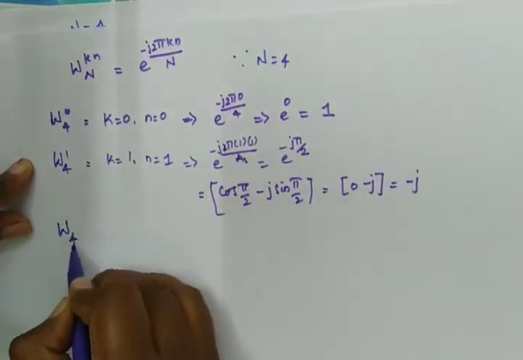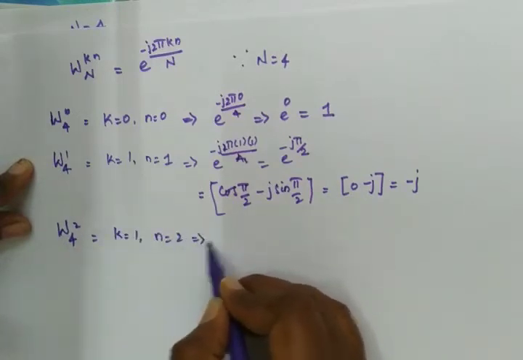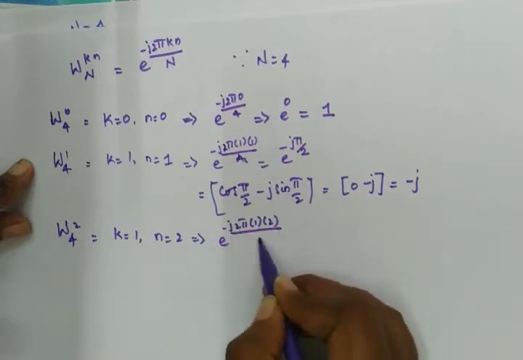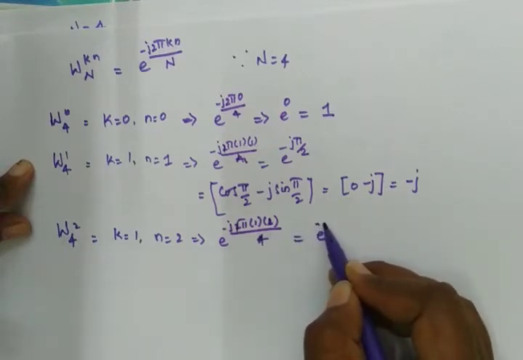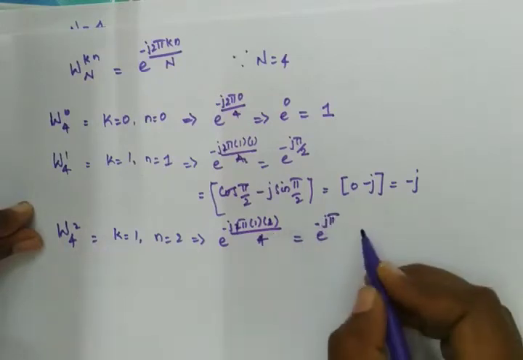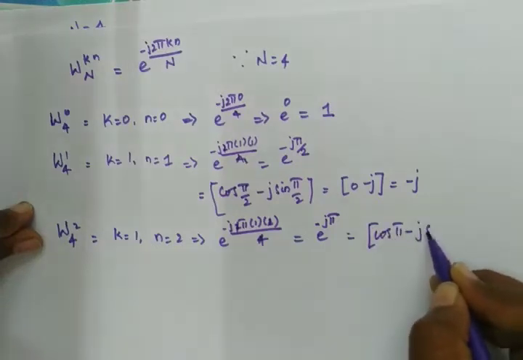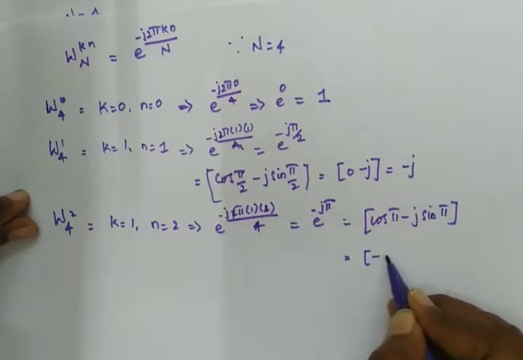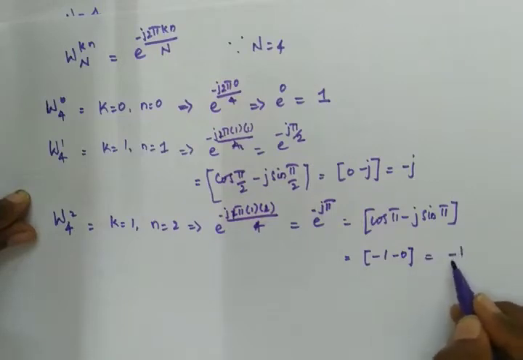This is 1, so minus j, which is equal to minus j. Now W4 power 2: k is equal to 1, n is equal to 2. Now substitute e power minus j 2 pi 1 into 2 by 4. Therefore it is equal to e power minus j pi. Therefore it is equal to cos pi minus j sin pi. We know that this is minus 1, this is 0. Cos pi, cos 180, is equal to minus 1.